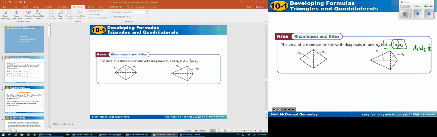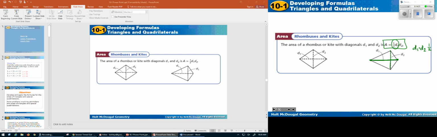The diagonal, by definition, goes from one vertex to the non-consecutive vertex. So this is the entire diagonal. This is the entire diagonal. Is that what you're asking? Okay. So yes, it's the whole diagonal.